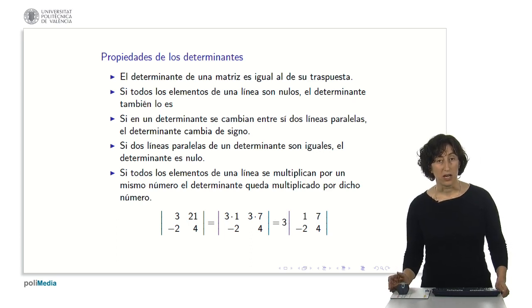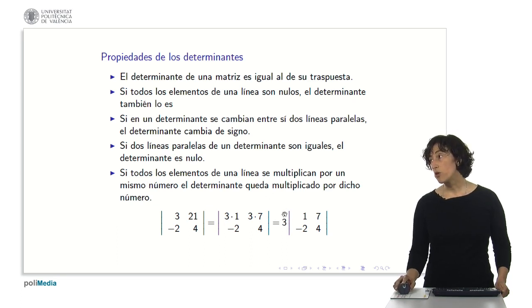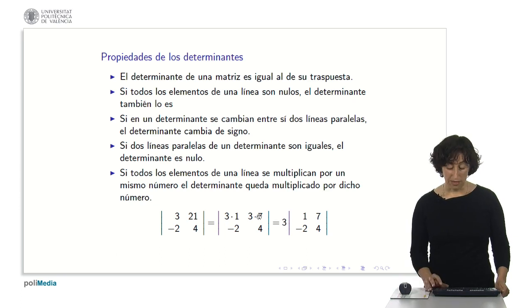calculate. Well, notice that this is an important property of the determinants, and above all, that it is differentiated from the product of a number by a matrix. In the product of a number by a matrix, the number multiplies all the elements of the matrix, while in the product of a number by a determinant, that number is only multiplying a row or a column. That is an important difference.